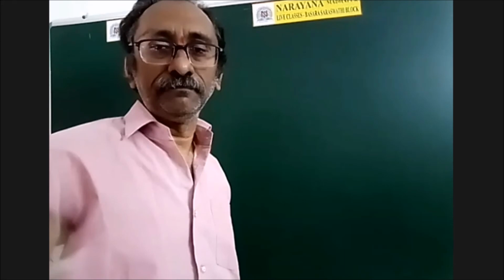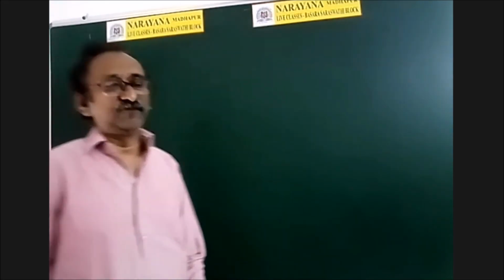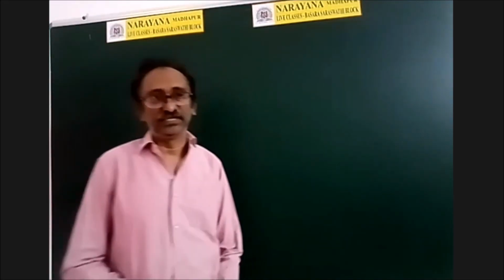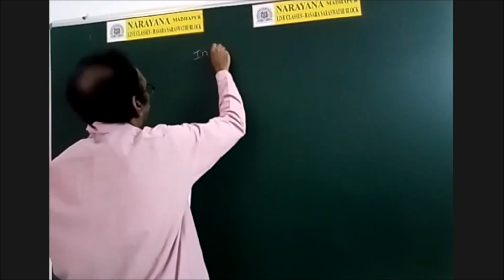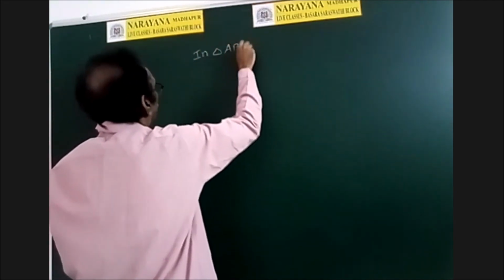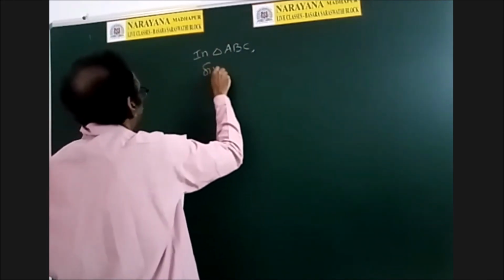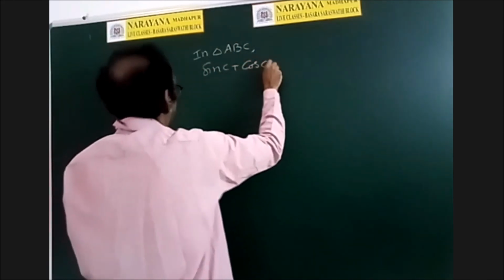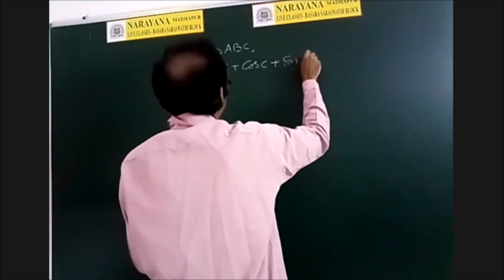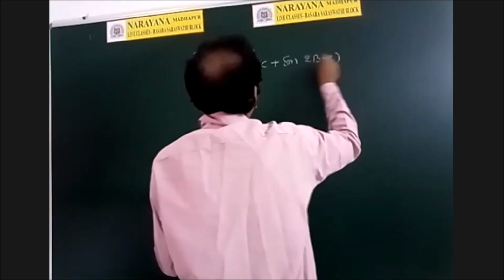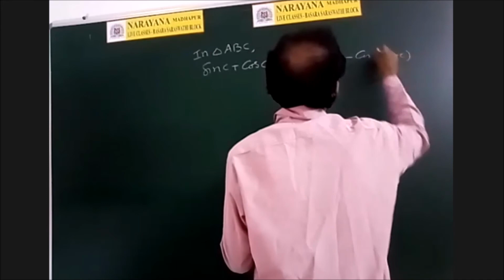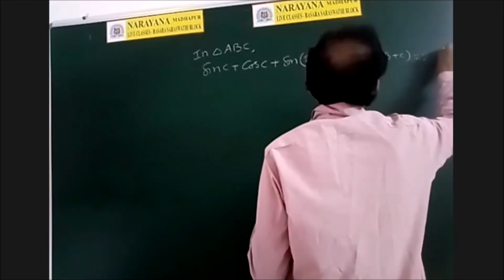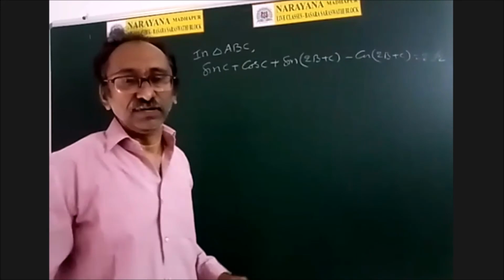So okay, no problem. So just you know the formula of sin C plus sin D, cos C plus cos D like that. So basing on that only some problems will be given. See, in triangle ABC, sin C plus cos C plus sin (2B plus C) minus cos (2B plus C) is equal to 2 root 2. So that is the equation.